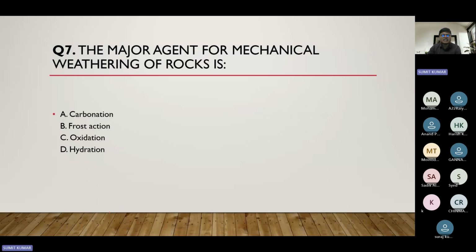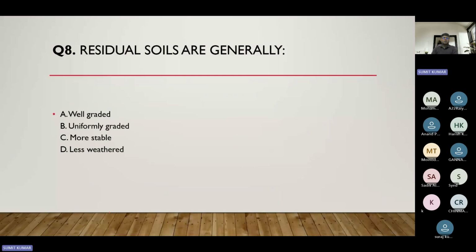Right. Now the next problem is: the major agents for the mechanical weathering of rock are. We have also discussed mechanical weathering for the sedimentary rocks. So carbonation, frost action, oxidation, hydration. As I know, the correct answer is frost action, and it is absolutely correct, right? Now move to the next.